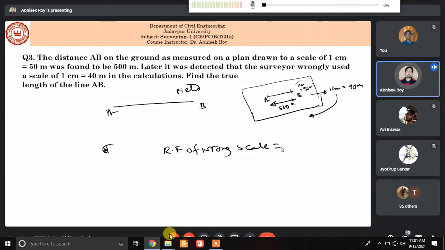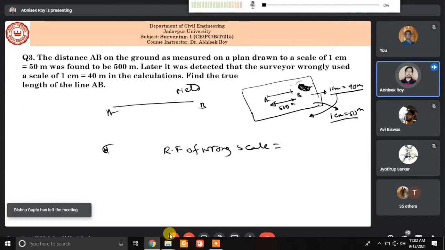No. Why 1 to 4,000? I have told you that. Because it is written, it was later detected by the surveyor that you wrongly used the scale of 1 centimeter. Sorry, I just made a mistake at the time of reading and writing. So this 500 meter he measured when he chose the scale of 1 centimeter equals 40 meter. But the actual scale will be 1 centimeter equals 50 meter.